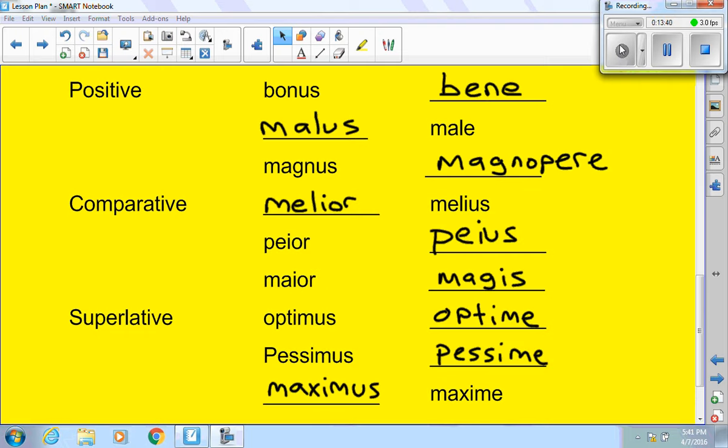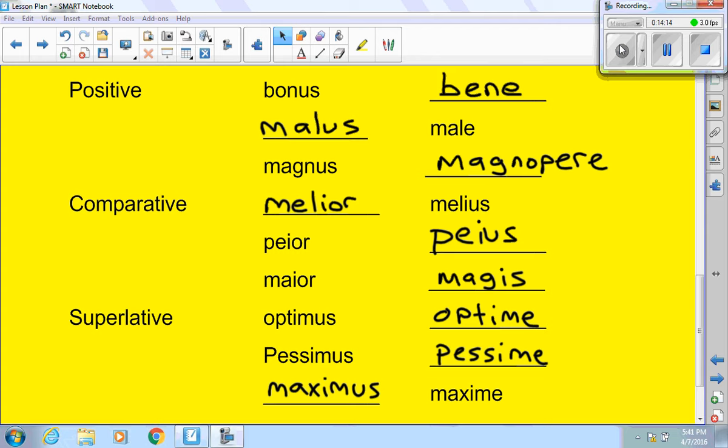If you look at this chart, once it is filled in, it kind of follows some of the basic rules. In the positive, the US becomes bene, so you get an E at the end. Malus becomes male, you get an E at the end. Magnus, you get magnopere. That one's kind of weird. But in melior, peior, and maior, all of them basically just change the IOR to IUS, with the exception of our favorite word, maior, which becomes magis. Optimus, change the US to an E. Pessimus, change the US to an E. Maximus, change the US to an E.